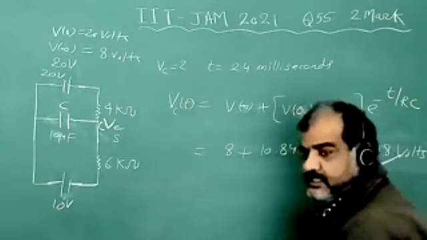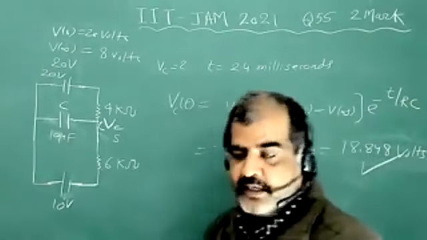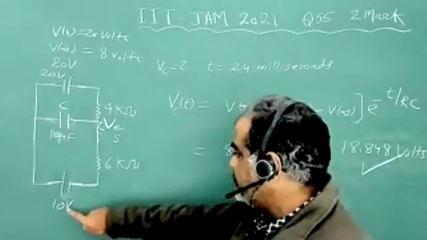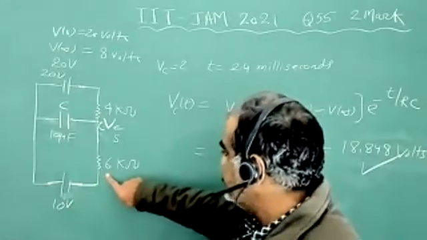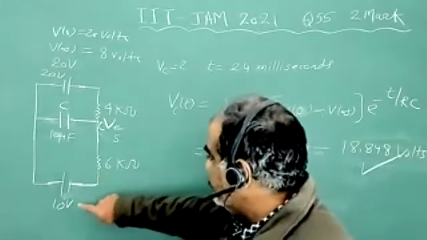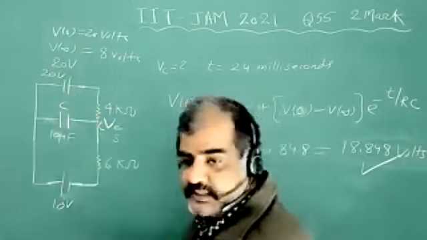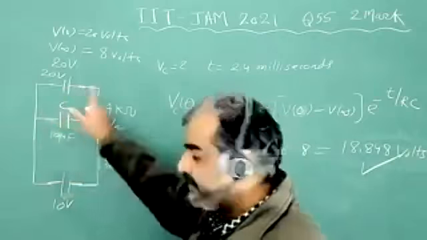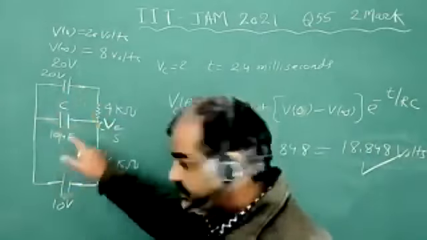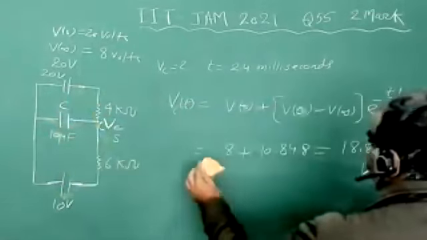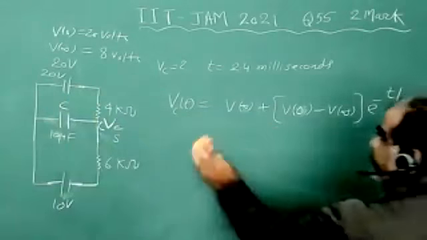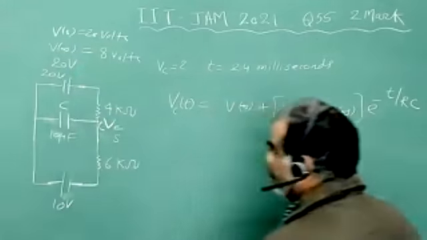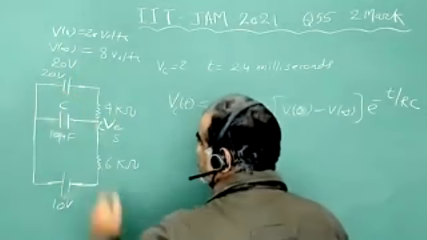Now I can also solve this question with a slightly different technique. I can use source transformation because I have a voltage source with a series resistance of 6 kilo ohm. So I can convert these voltage sources into current sources and try to bring this circuit into a simple RC circuit. So how to do this? I know my V0 is 20 volts.